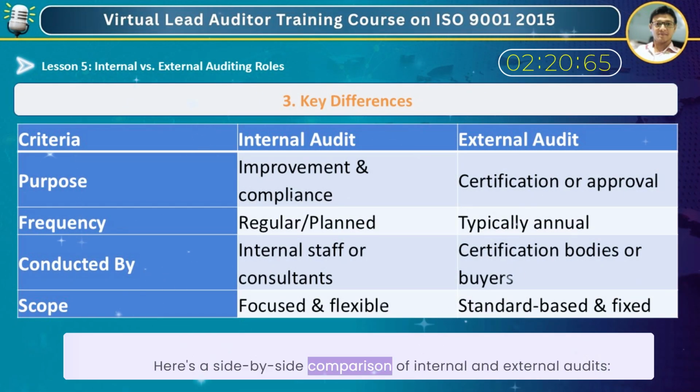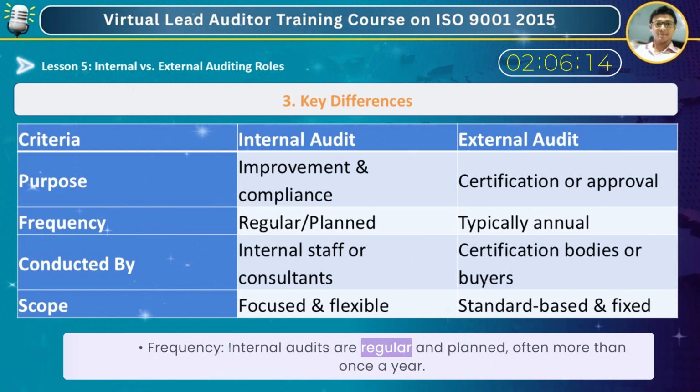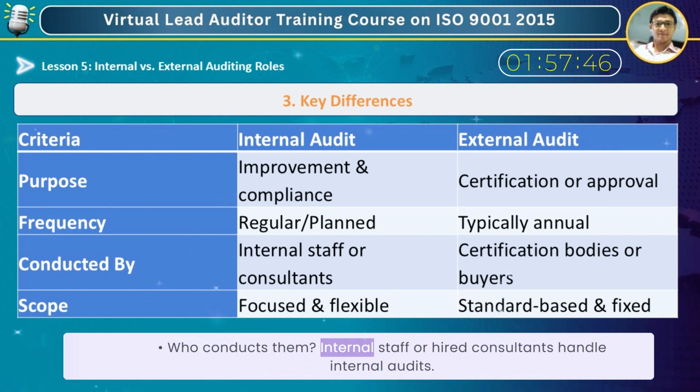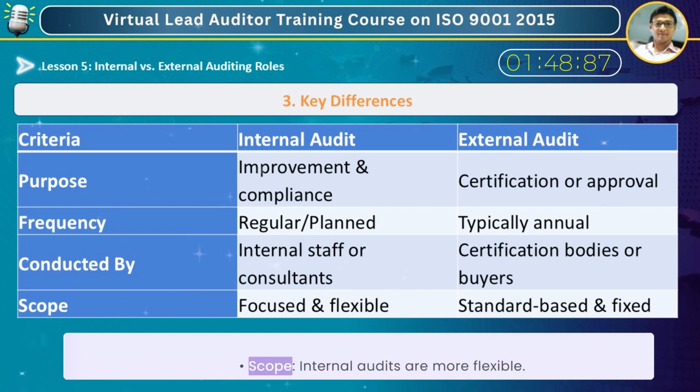Here's a side-by-side comparison of internal and external audits. Purpose: internal audits aim for continuous improvement, while external audits focus on certification or approval. Frequency: internal audits are regular and planned, often more than once a year. External audits are usually annual. Who conducts them? Internal staff or hired consultants handle internal audits. Certification bodies or buyers handle external ones. Scope: internal audits are more flexible. You can focus on high-risk areas. External audits follow a standardized scope.